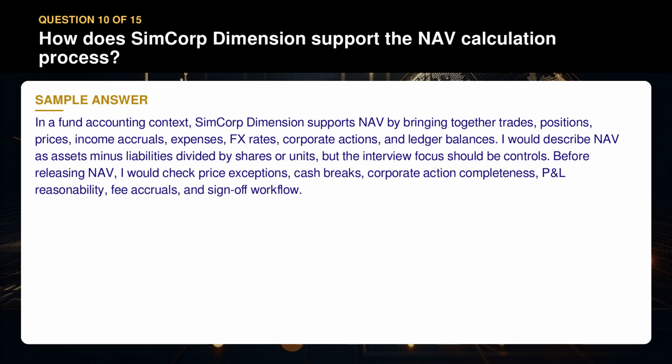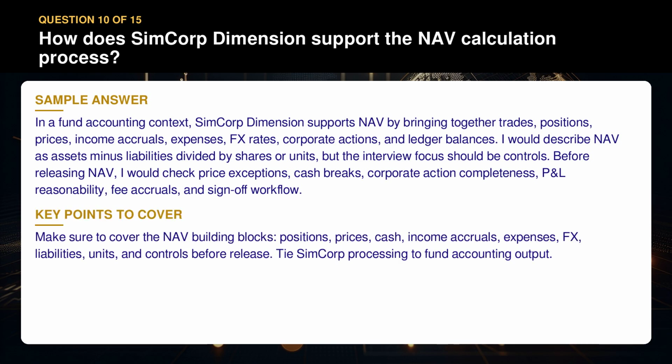In a fund accounting context, SimCorp Dimension supports NAV by bringing together trades, positions, prices, income accruals, expenses, FX rates, corporate actions, and ledger balances. I would describe NAV as assets minus liabilities divided by shares or units, but the interview focus should be controls. Before releasing NAV, I would check price exceptions, cash breaks, corporate action completeness, profit and loss reasonability, fee accruals, and sign-off workflow. Make sure to cover the NAV building blocks, positions, prices, cash, income accruals, expenses, FX, liabilities, units, and controls before release. Tie SimCorp processing to fund accounting output.